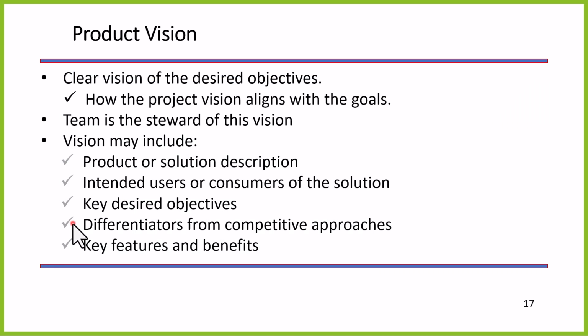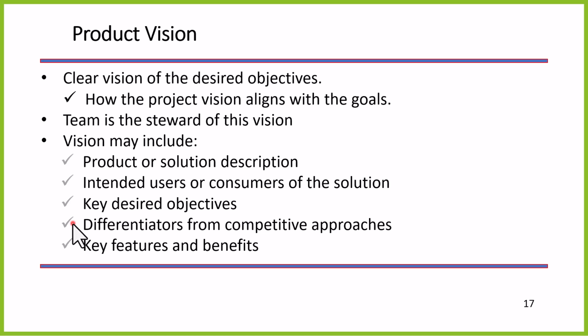Now, our first step in any agile project, and really our first step in any project, regardless of the method, is the product vision. So this is a clear vision of the desired objectives of the project. And it also establishes how the project vision aligns with the goals. Now, the team is the steward of this vision.